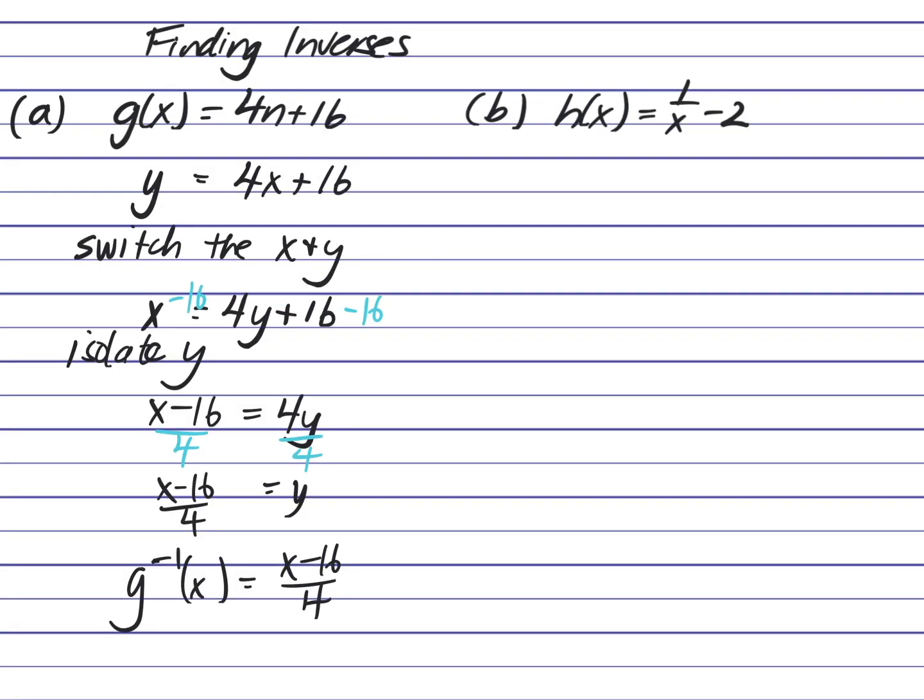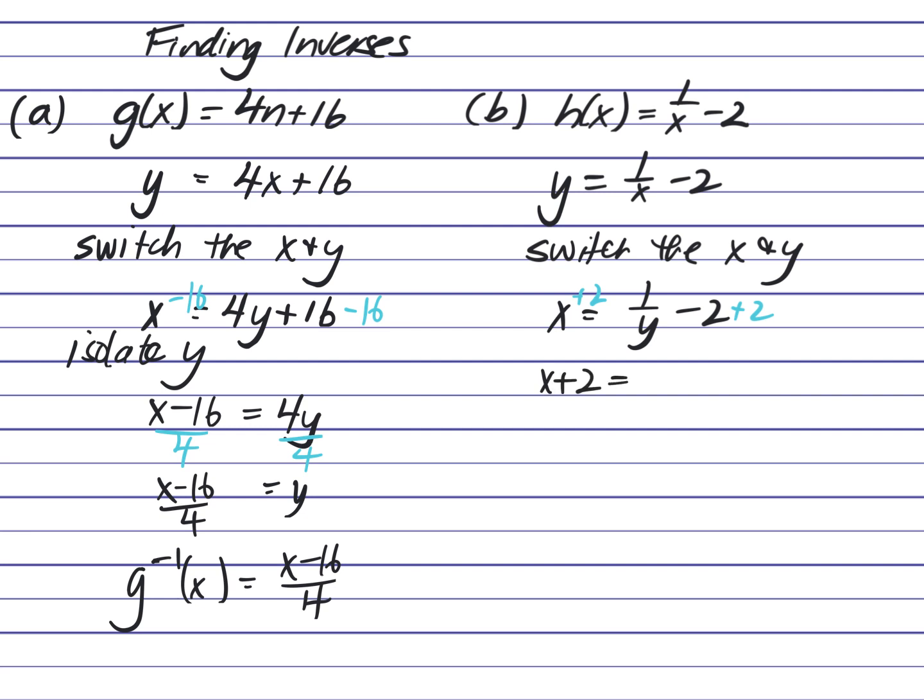Let's try another one. Again, I'm just going to make it a y, 1 over (x minus 2). Then I'm going to switch the x and y, and then isolate the y. So then x equals 1 over (y minus 2). I want to get the y by itself, so I'm going to add 2 first to both sides. So then x plus 2 equals 1 over y.